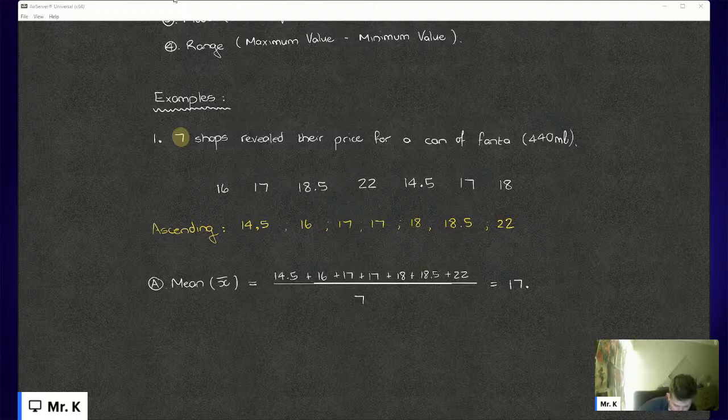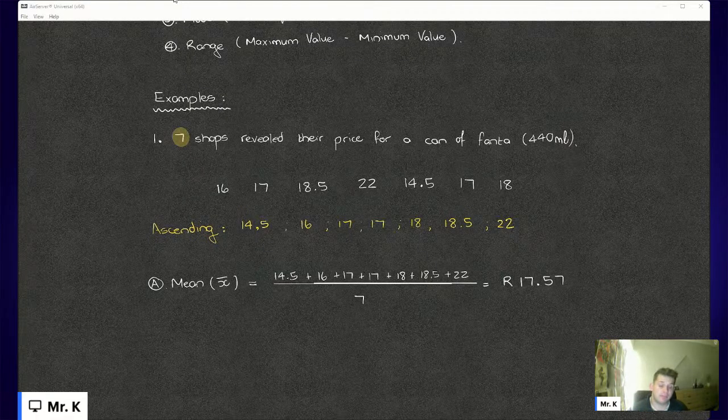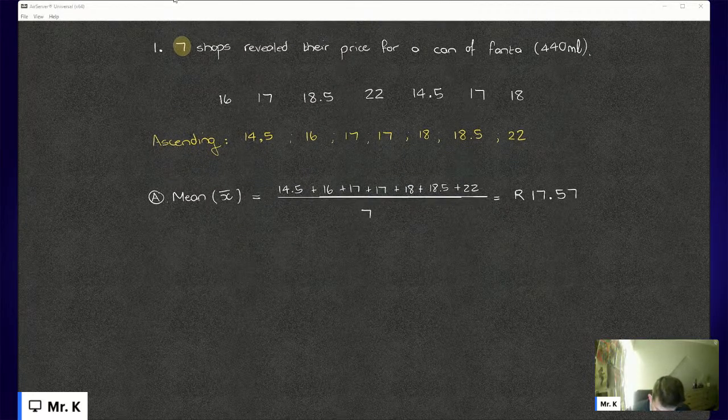And the average comes out to being 17,57. But what is this supposed to represent again, guys? It is the average. The average what? It is the average price of a can of Fanta. So you must put a rand sign in front of your answer. So the average can of Fanta in these 7 stores would be 17 Rand 57.